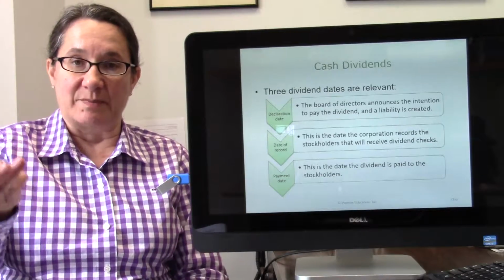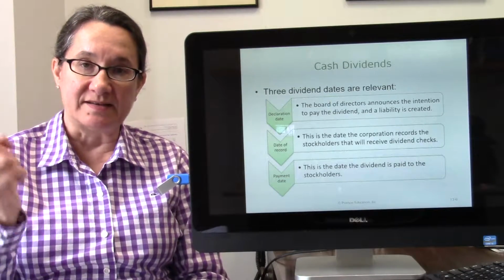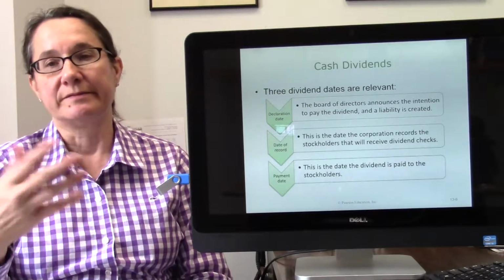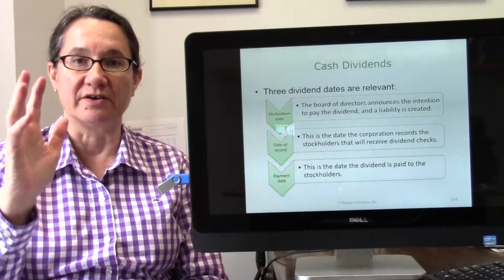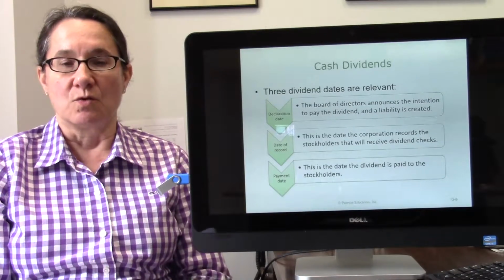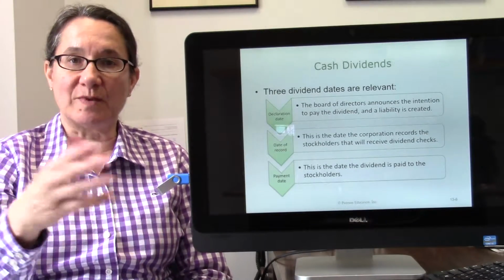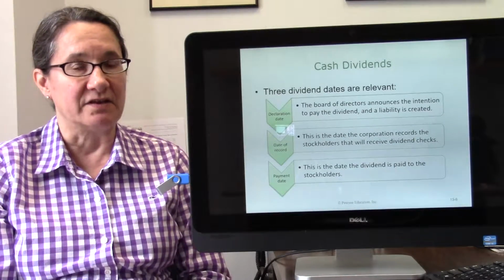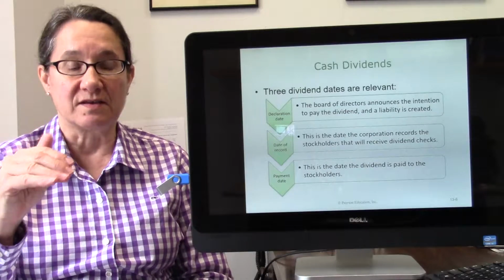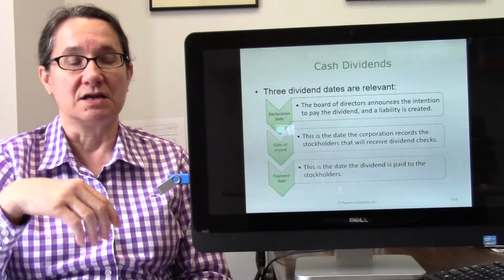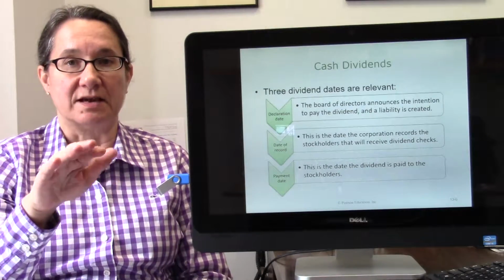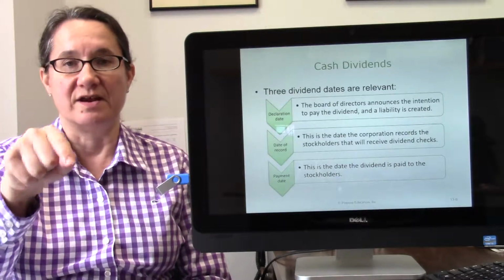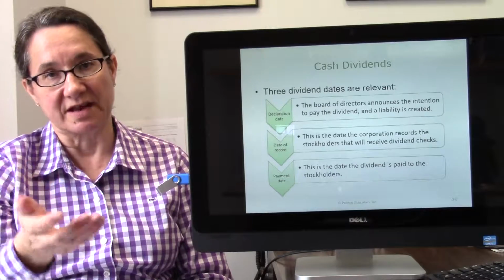So 3 things happen. The board gets together and meets, and then they say, hey, we've had a good year, we've made some profits, let's pay some dividends. Let's pay $1 per share, right? So the board declared it, pay dividends. Well, stocks get sold back and forth between people all the time. So they have to say, well, who's going to get these dividends? So they have this record date. So date of record is, they say, we're going to pay these dividends to whoever owns it at the end of business on this certain date. So they have this date of record.